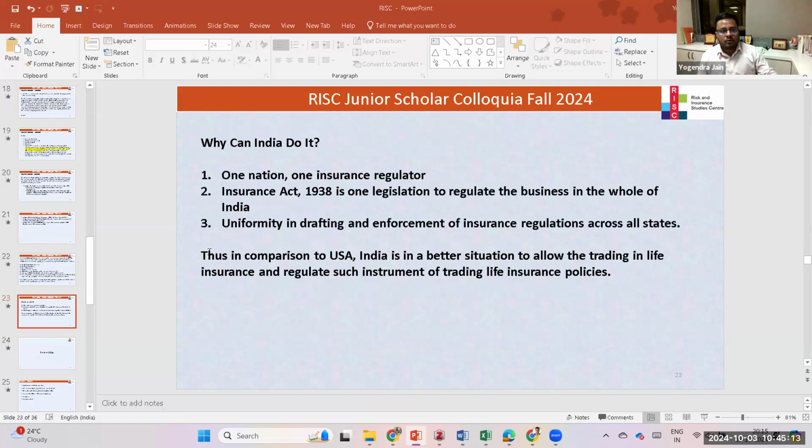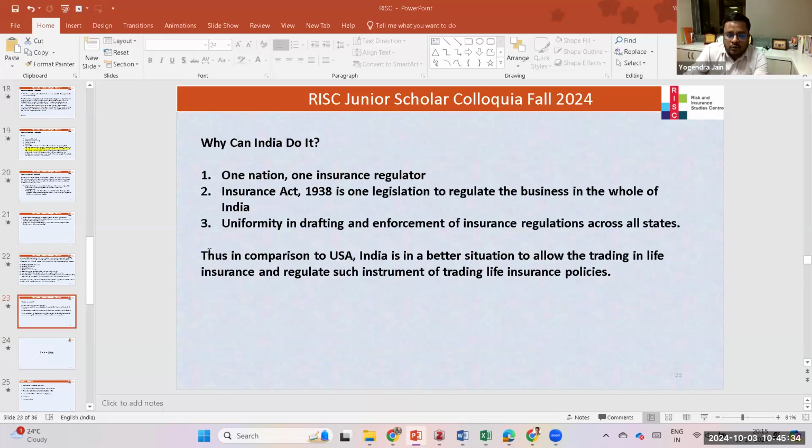In India, what can we do? Because we are one nation and we are very much a unitary nation, though we have a taste of federalism as well. So we are one nation, we have one insurance regulator. So we are in a better position to regulate, and we should utilize it. So this is what India should do.